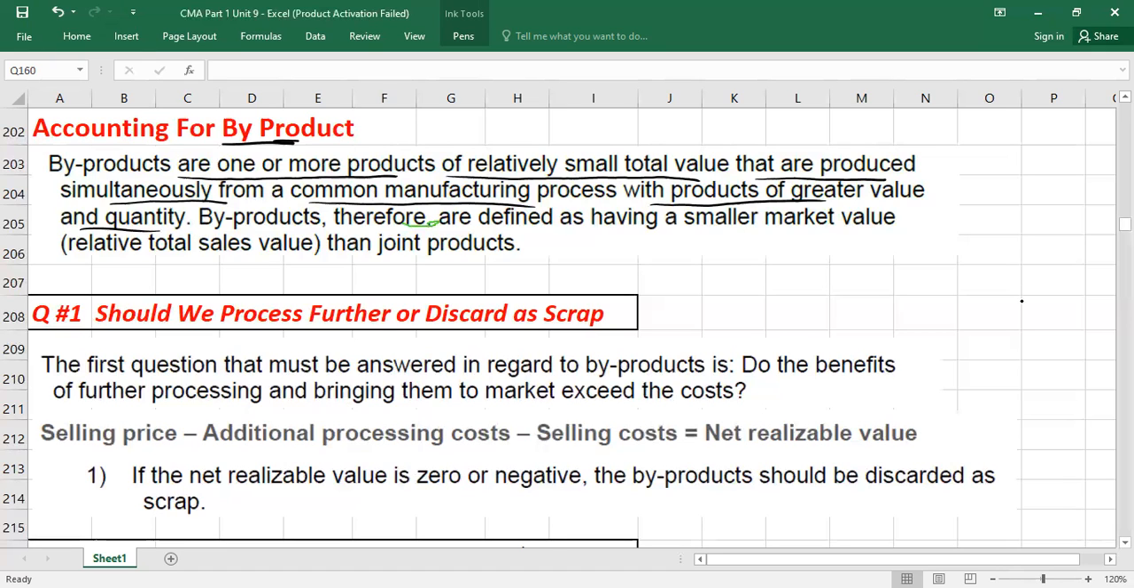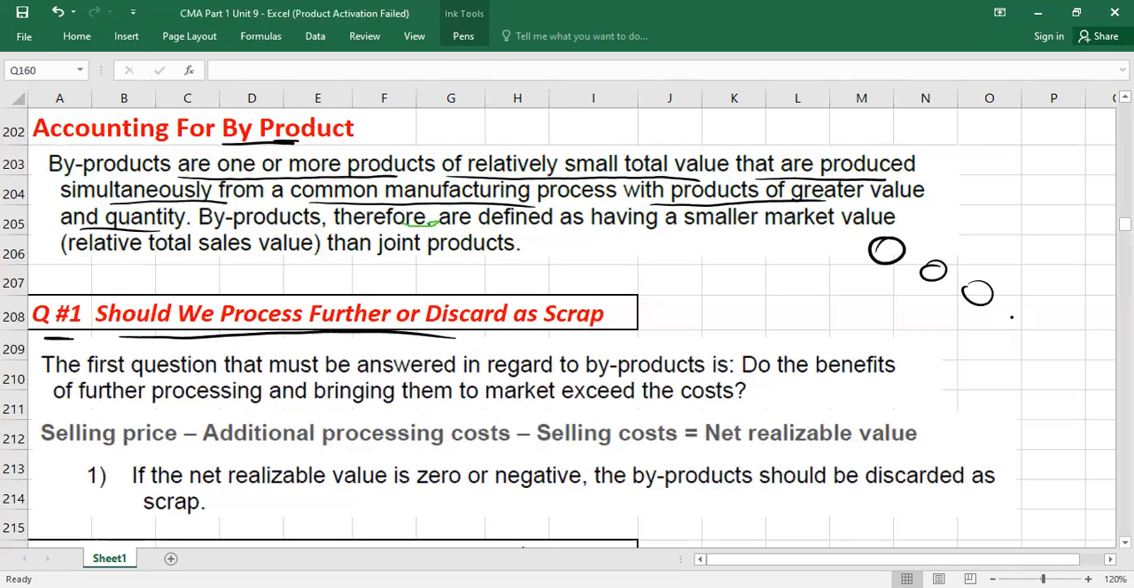But along with the table, we are getting something free as a byproduct, which does not have as much value as the main product. So that product is called what? Byproduct. Now, I want to tell you there are three typical questions we need to understand about the byproduct. Number one, should we process further or discard as scrap? Let me give you an example here. You have some leftover pieces of the wood. So should we discard as it is or should we process further?